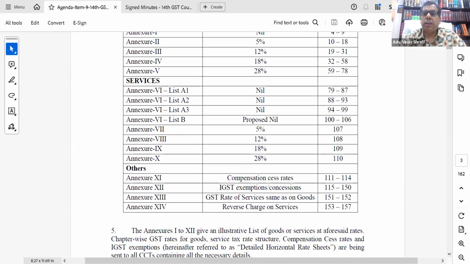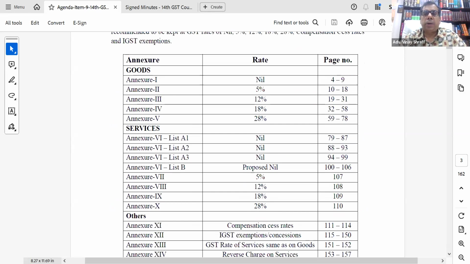So as you can see, there were 5 annexures. Annexure 1, which indicated nil rate of tax. Annexure 2, indicating 5% rate of tax. Annexure 3, indicating 12% rate of tax. Annexure 4, indicating 18%. And Annexure 5, indicating 28%.